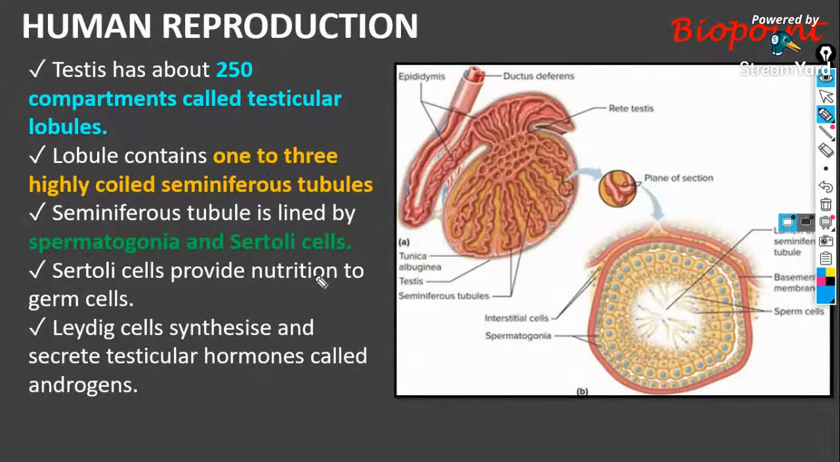Okay, so what is the function of Sertoli cells? They provide nutrition to the germ cells. Sertoli cells are the nursing cell. What is the function of a nurse in a hospital? They support the patient, and they support the doctor in giving medicines to the patients, right? Absolutely like this here also. Sertoli cells are also known as the nursing cell that provides nutrients, nourishment, to the developing sperms.